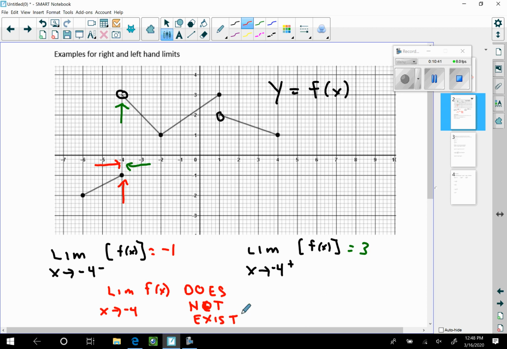Okay? And we can see from our graph that there is another limit that does not exist, and that's this limit right here. The limit as x approaches 1 of f of x does not exist. Okay, so those were a couple of nice examples of right-hand and left-hand limits, limits that did not exist, and limits that did indeed exist.